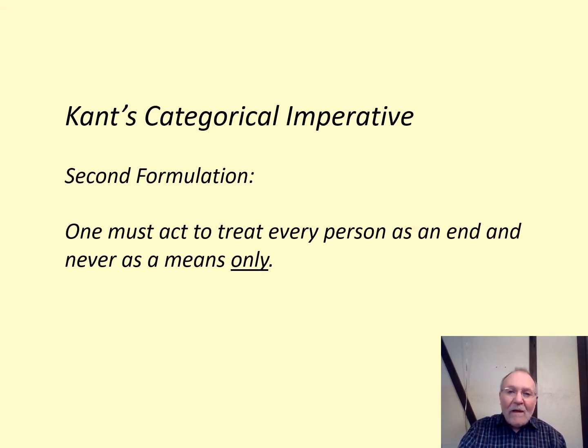The second way of thinking about it, his second formulation, is that you must always act to treat every person as an end and never as a means only. He does leave some room there to say that sometimes we do need other people to help us get things done. But the primary objective is that every person is the end. They are the most important thing.